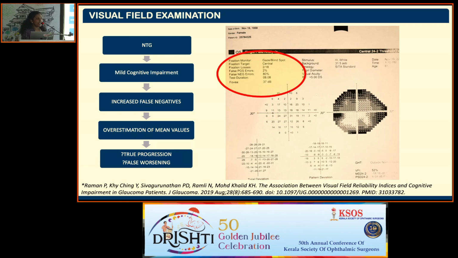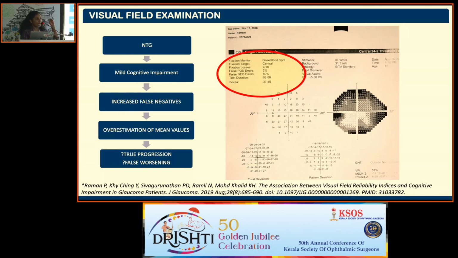We cannot rely upon intraocular pressure for assessing the progression. In case of NTG, we have to depend upon visual field. But can we really do that? Studies have shown that mild cognitive impairment in glaucoma is associated with increased false negative reports that can lead to an overestimation of mean values. So are we looking at a real true progression, or are we incorrectly treating a false worsening of the condition?